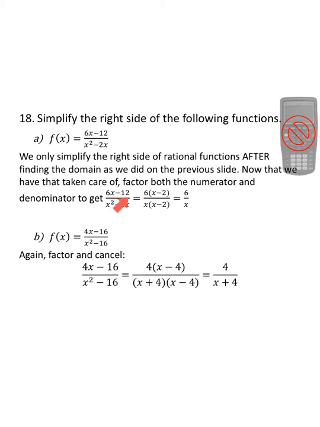They have a 6 in common, so I'll take out the 6. I'm left with an x minus 2. We already factored our denominator, x squared minus 2x. They have an x in common. I'm left with an x minus 2. The x minus 2's in common, they will cancel out.